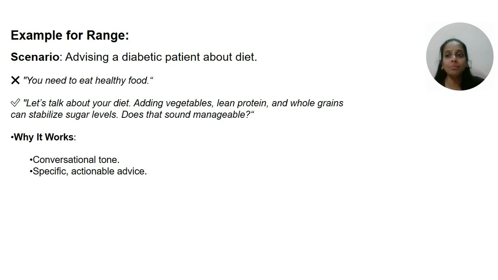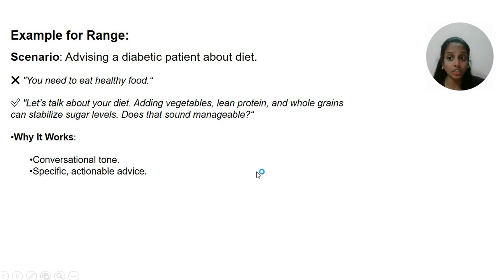Got it? Now imagine this scenario. You are a nurse advising a patient with diabetes about lifestyle changes. Instead of sticking to textbook phrases, mix it up. If you are saying you need to eat healthy food, no, that's not the right way. Talk like, let's talk about your diet. Adding vegetables, lean protein, and whole grains can really help stabilize your sugar levels. Does that sound manageable? Here, in this example, you are showing range by being specific, conversational, and engaging.